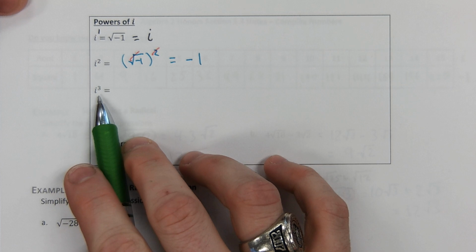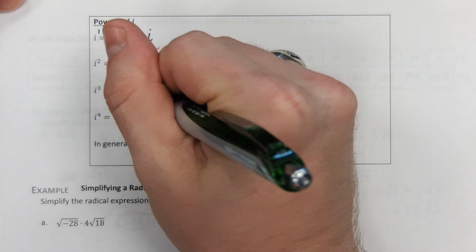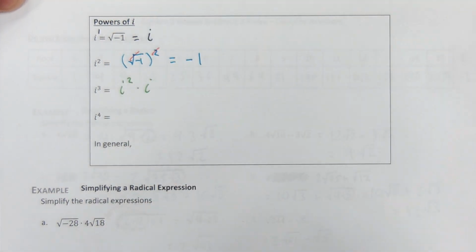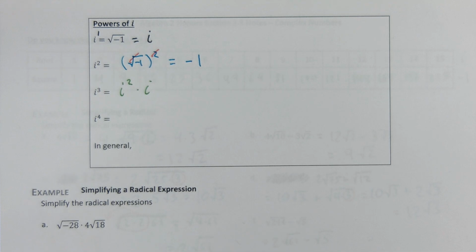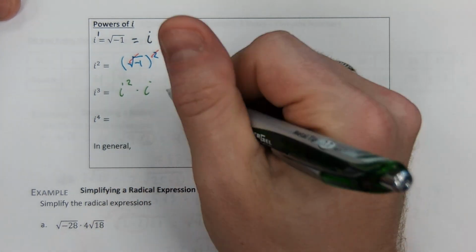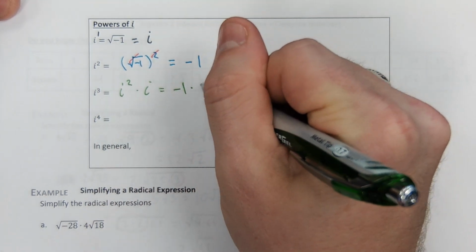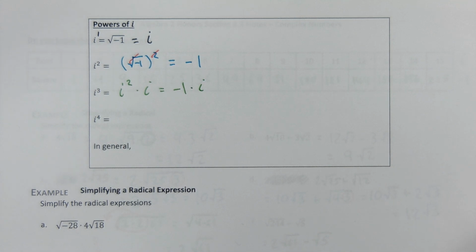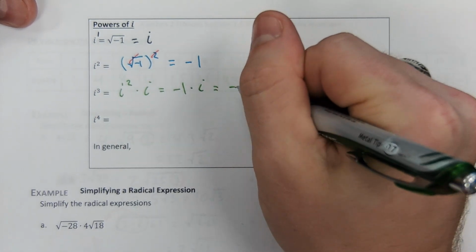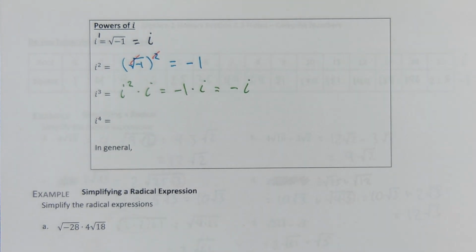i to the third, well, why don't we just say that that's actually i squared times i. And the reason why I'd want to do that is because i squared is -1. So i cubed is -1 times i, which is just -i. Remember, i is not a negative number. It's the square root of a negative number.